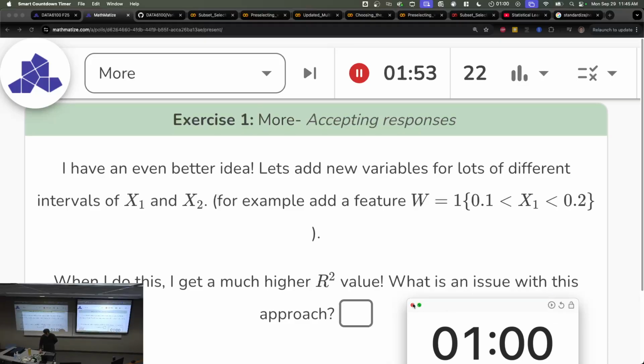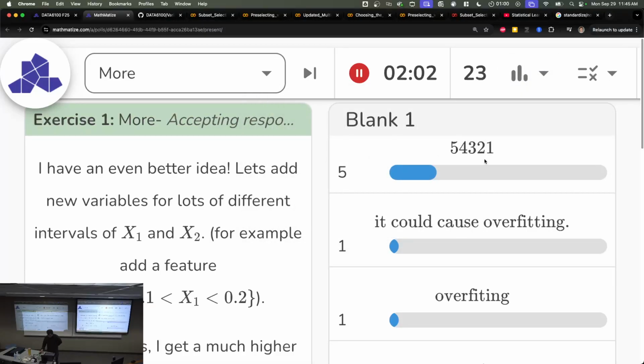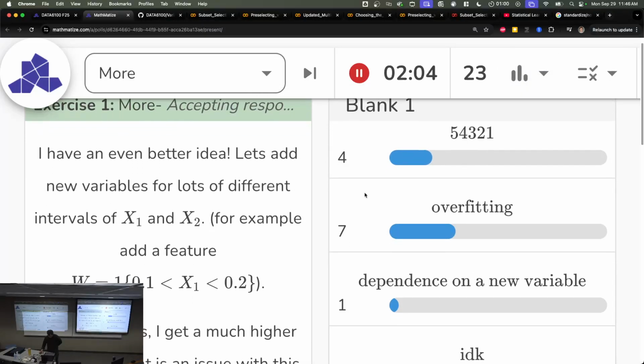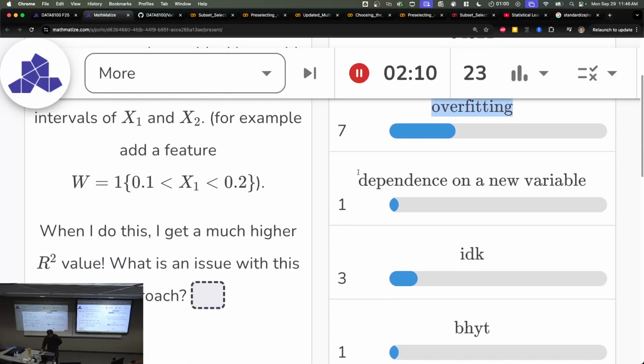Okay, and again, the moral of what I just told you is that sometimes this works. But what's the problem with just adding another one? Let's see what people said. Some people don't know, which is great. Some people wrote overfitting, a very nice one-word answer. Let's see what other things people wrote. Dependence on a new variable.